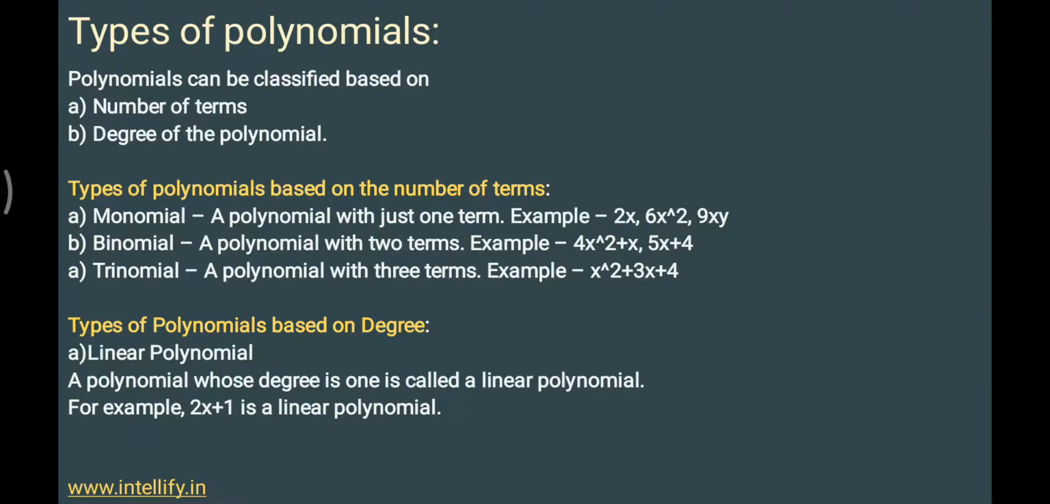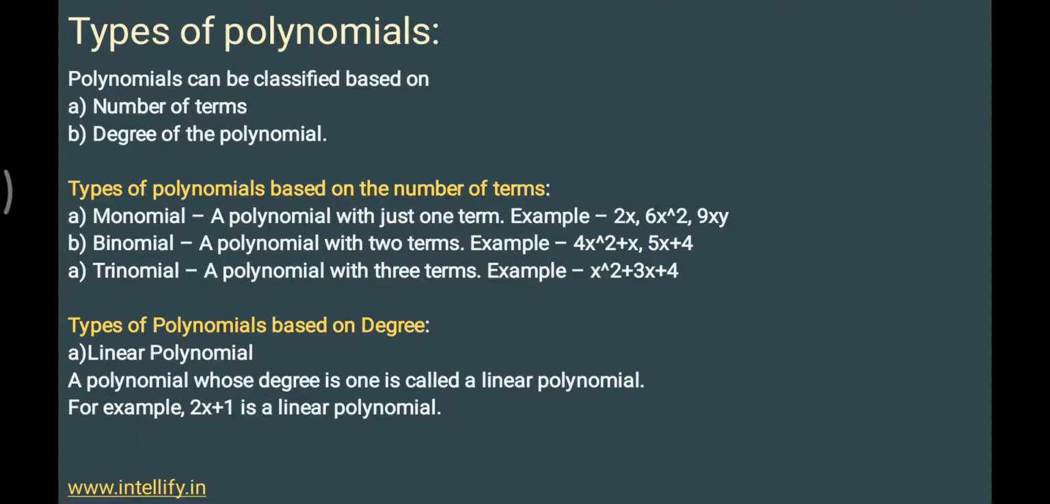And let's go to the types of polynomials. Polynomials can be classified based on the number of terms and the degree of the polynomials. Types of polynomials based on the number of terms consist of monomial, binomial, and trinomial. Monomial means a polynomial with just one term, like 2x or 6x squared or 9xy. If the polynomial has two terms, like 4x squared plus x or 5x plus 4, then it is said to be binomial. And trinomial means it has three terms, like x squared plus 3x plus 4. Here we can see three terms, so it is called trinomial.